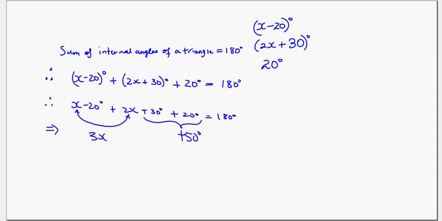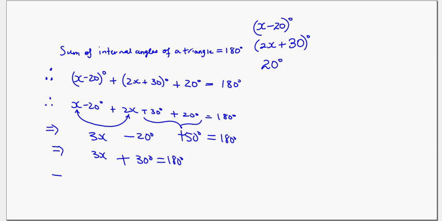And we still have the minus 20 to consider. So let's put it in there. We have the x and the 2x gives me 3x. The 30 and the 20 gives me positive 50, and the minus 20 still has to be considered. That's equal to 180 degrees. So let's work out now what the minus 20 and the plus 50 will be. I have to take the smaller from the larger and keep the sign of the larger. So that should give me positive 30 degrees, and that's equal to 180 degrees.